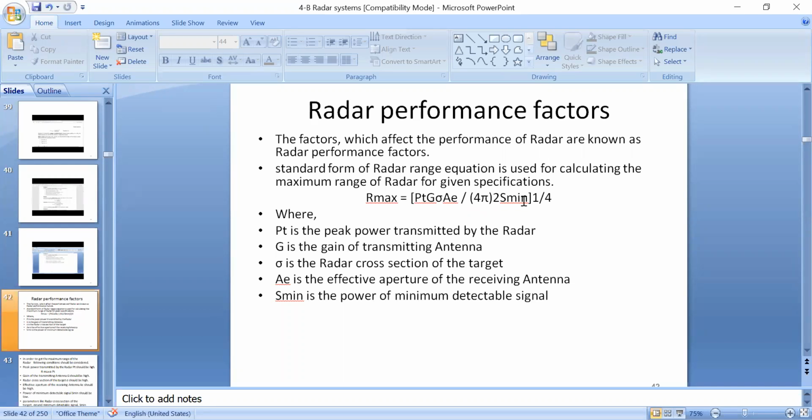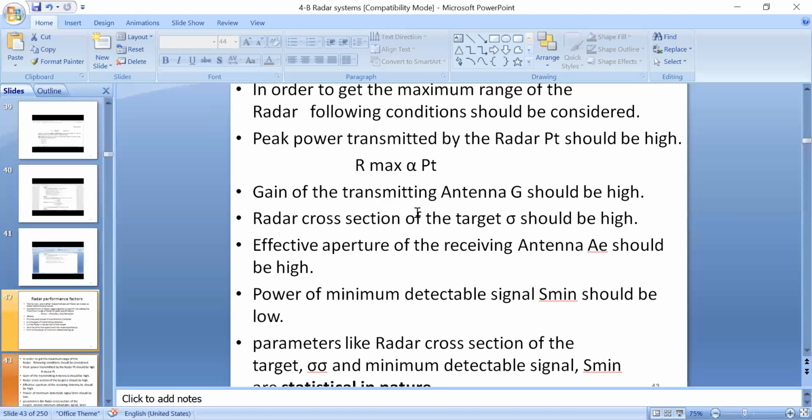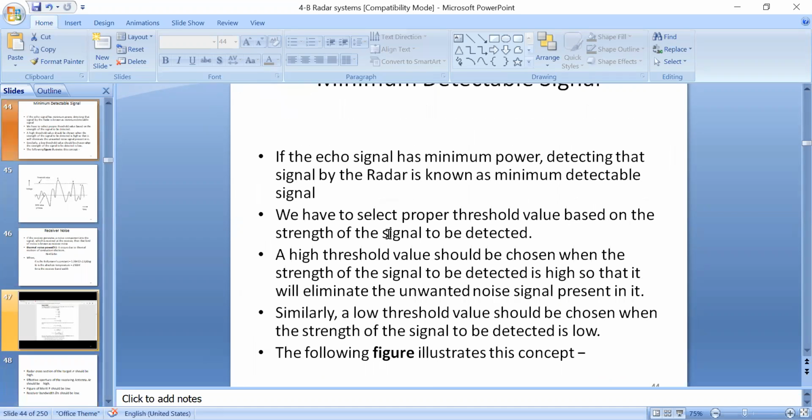So always we are trying to keep this S minimum as a minimum value in order to detect the targets. So these are the radar performance factors. Each and every parameter included in the radar standard range equation acts as a radar performance factor. By choosing these parameters properly, we can improve the performance of a radar system. Right? I think you got the concept here. This is what I discussed in that slide.